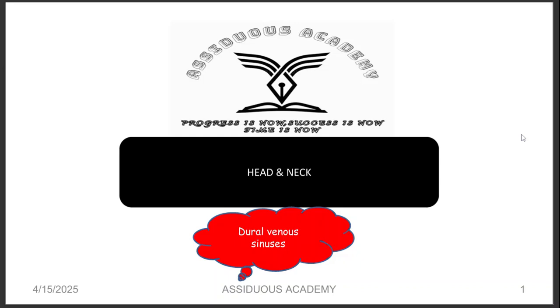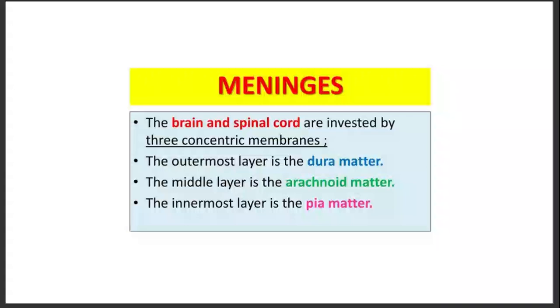Talking about the dural venous sinuses and the dural folds. A dural fold is basically the covering of the brain. The coverings of the brain, we call them the meninges. The outermost is dura, the middle layer is arachnoid, and the innermost is the pia mater.